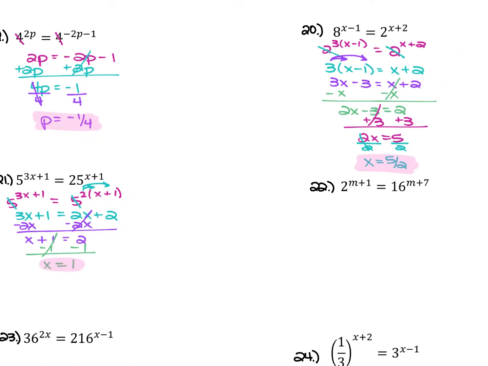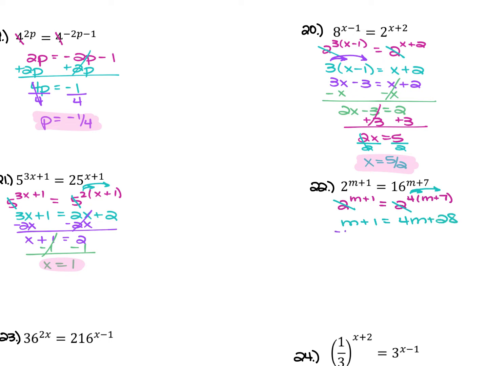For 22, we have 2 to the power of m plus 1 is equal to 16 to the power of m plus 7. The 16 is 2 to the 4th power, so this is going to turn into 2 to the power of m plus 1 is equal to 2 to the 4th power times m plus 7. Once again, bases are the same, they cancel. Distribute the 4 and work with your powers. So that's m plus 1 is equal to 4m plus 28.